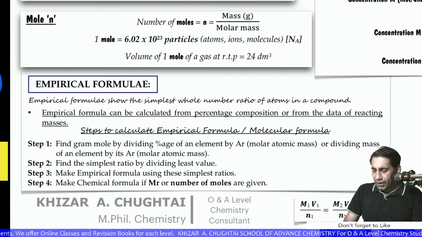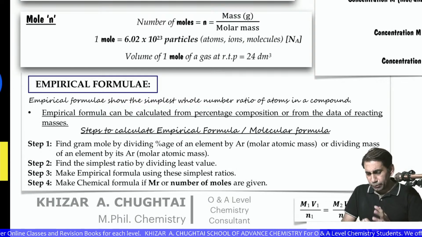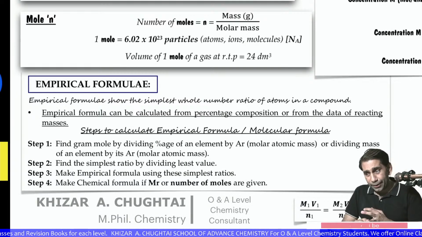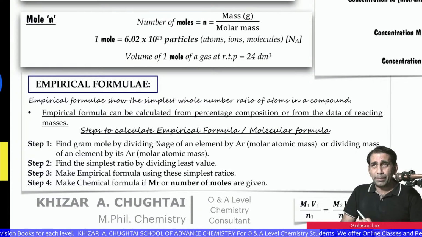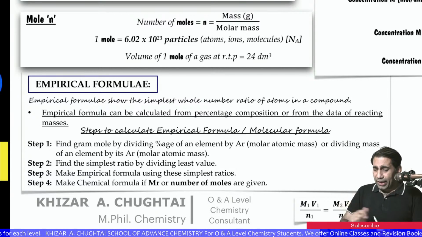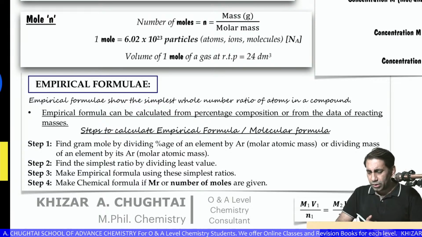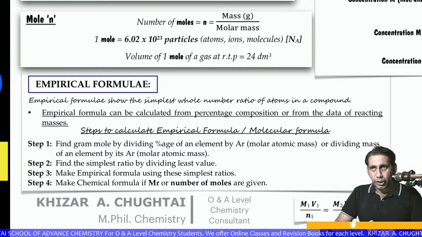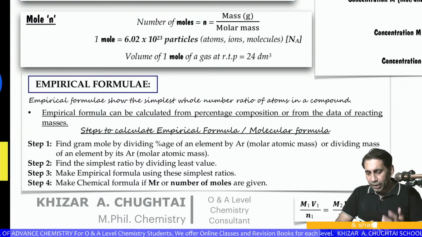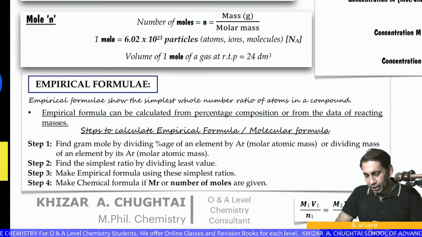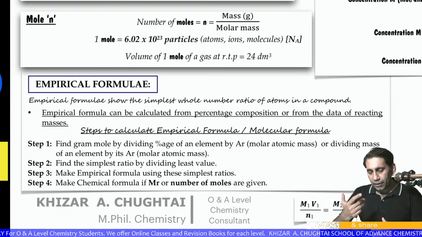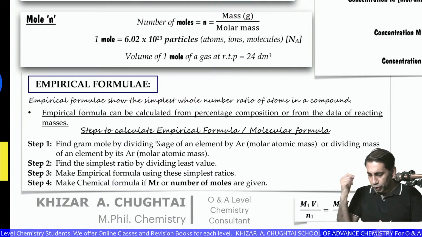So once again, if you are having the percentage data, let's suppose percentage of carbon is here, hydrogen is here, and you are having the percentage of oxygen, then by dividing by AR of carbon, hydrogen, and oxygen, you will get the simplest ratio between them, and that ratio is in fact indeed the empirical formula ratio, and that formula is said to be the empirical formula, and so on.